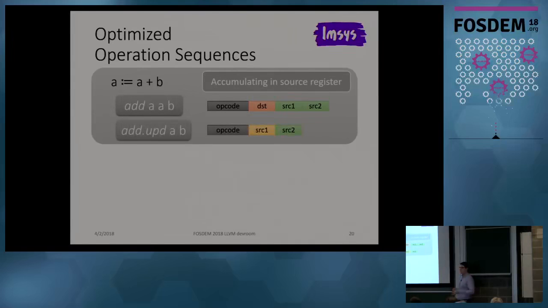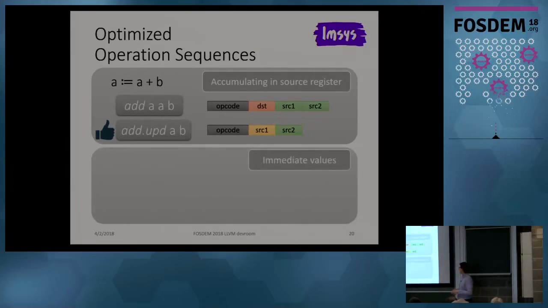We can have a special variant, an accumulating or, as we call it, an in-place update variant. Add update A, B, in which case the first source register is special as the result will be stored back there. So here we saved one argument in the binary representation. And since in-place update is possible in many cases, we can save a quite considerable amount of program memory.